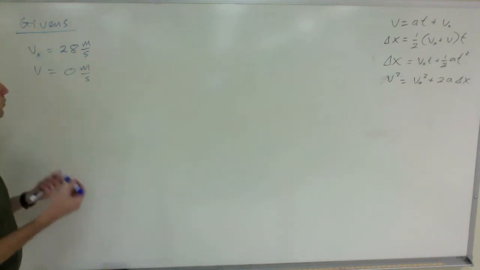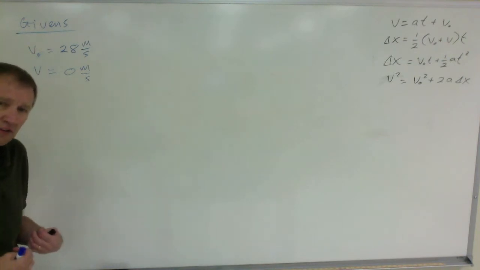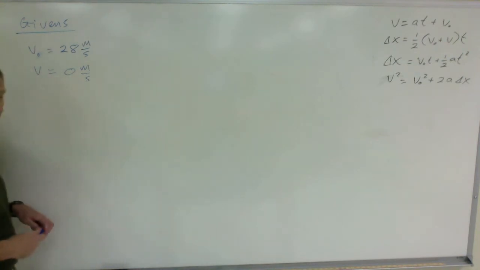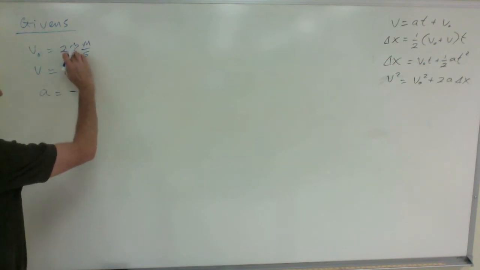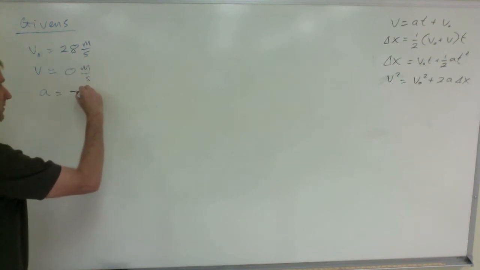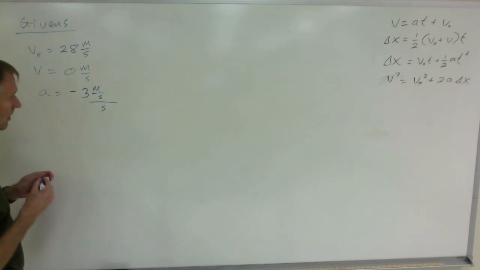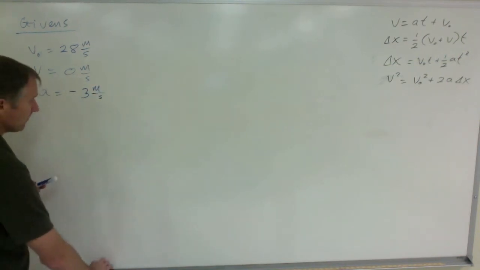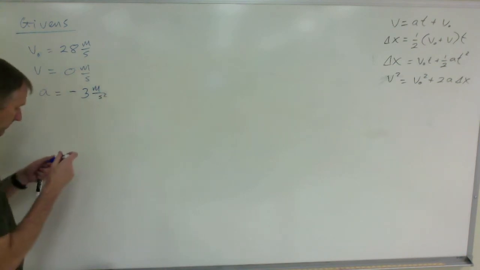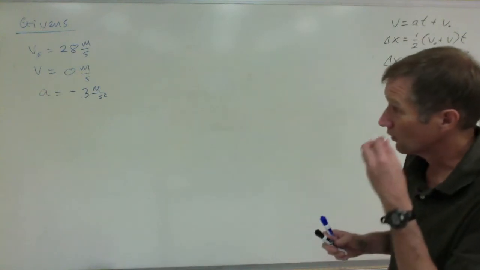So it's going to go down from 28 to 25 to 22 to 19, subtracting 3 each time until it stops. The acceleration must be negative because we're going from 28 down. It's 3 meters per second every second, or 3 meters per second squared. So those are your givens, okay?